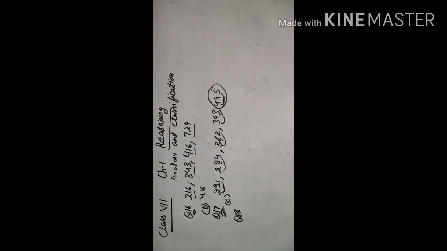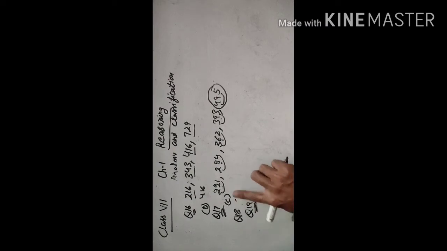Question 18. Diameter, chord, diagonal and radius. Diameter, chord and radius are parts of a circle, but diagonal is not, so diagonal, C is the option.